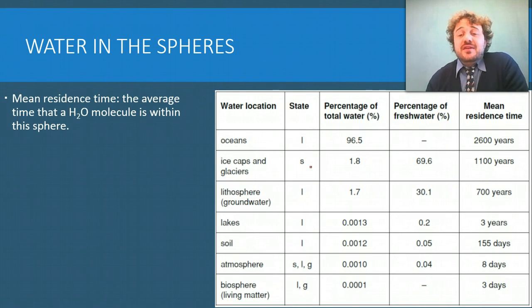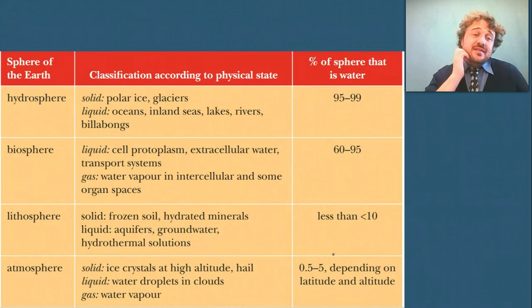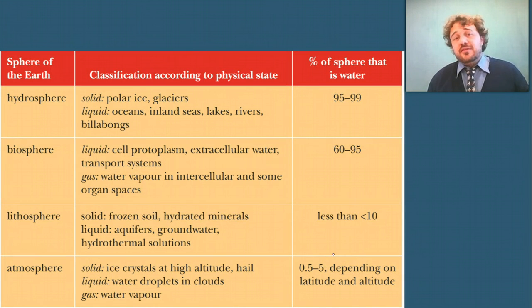The lithosphere, which is where we keep all the groundwater, is 1.7%, and that's roughly the other 30% of fresh water. And then we have lakes and soil and atmosphere and the biosphere. We take up 0.0001% of the water, and we store that as both a liquid and a gas. All right, so here's a table that you might want to knock up from your book. You pause this and record, and we're going to move on.